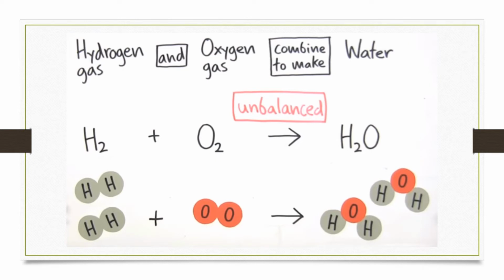To balance the number of hydrogen atoms, we add 1 molecule of hydrogen on the reactant side. Now we have 4 atoms of hydrogen on both sides, and we have 2 atoms of oxygen on both sides. But if you forget to adjust the number of molecules in the chemical equation, the equation will still be unbalanced.